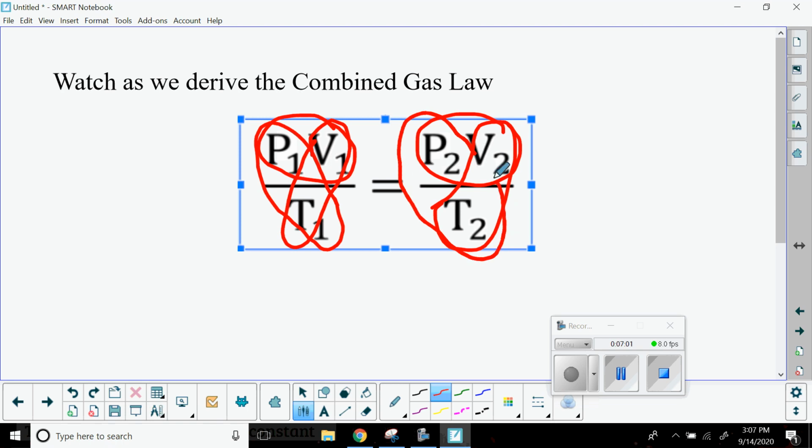The only item that remains constant in this whole entire process is the number of particles of your gas, or the number of moles remain the same. So let's do a practice problem.